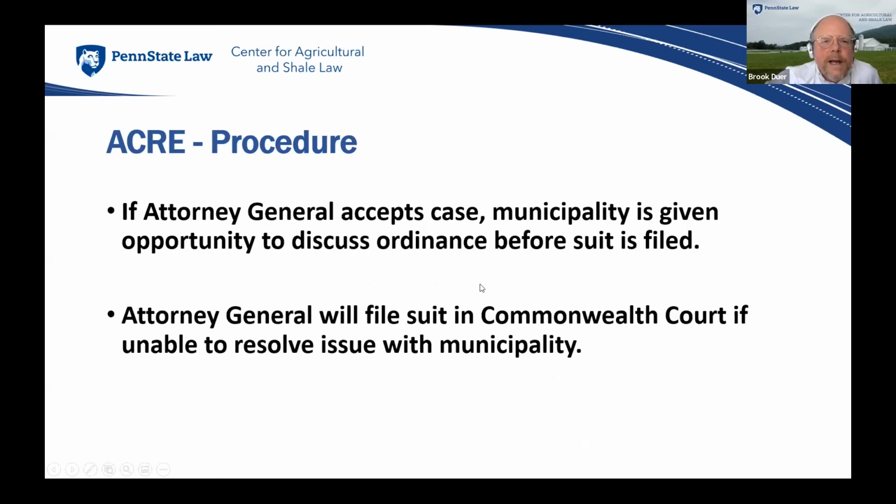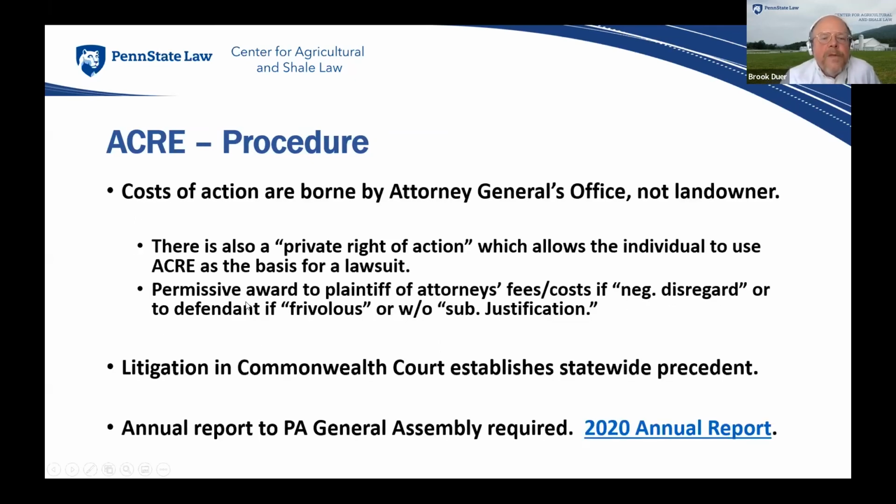Wait a minute, let me go back. There we go. There's also a private right of action under ACRE that has not been utilized much at all. It's been utilized a little bit, anecdotally here and there. I've heard of instances, the deer cannon case, for example, but very, very underutilized. But it's there, and I'm kind of shocked that it's so underutilized.